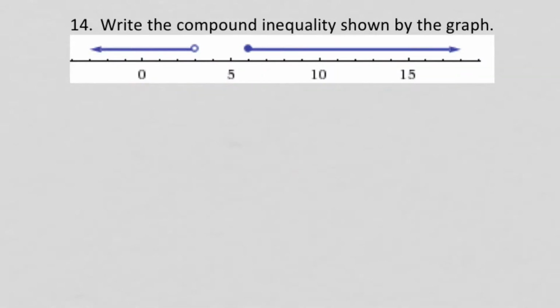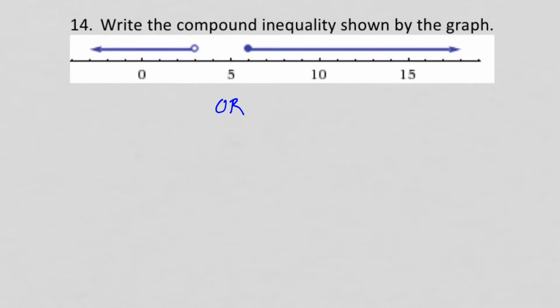Okay, number 14. Write the compound inequality shown by the graph. So 0, 1, 2, 3, and 4, 5, 6. What I'm looking at is what number it's starting at. Before I actually do that, let's identify if this is supposed to be an AND inequality or an OR inequality. If you notice, it starts at these 2 points and it's going in opposite directions. That represents an OR inequality. This is an OR. So for OR inequalities, we have to write the word OR every time.